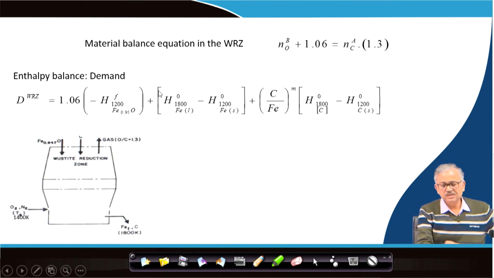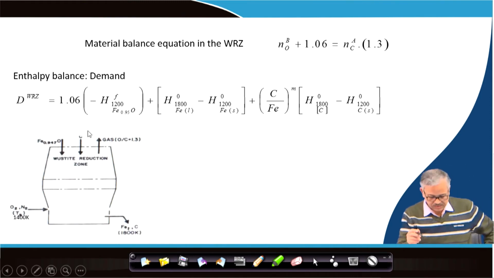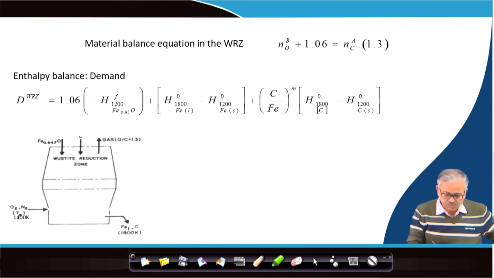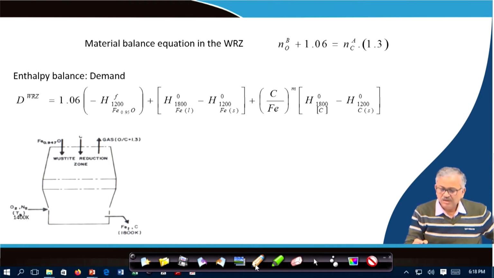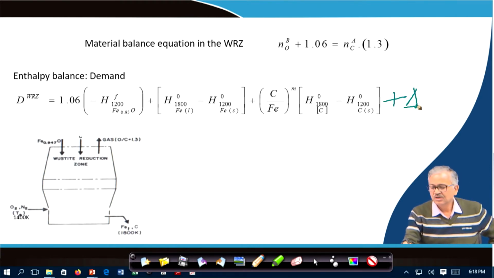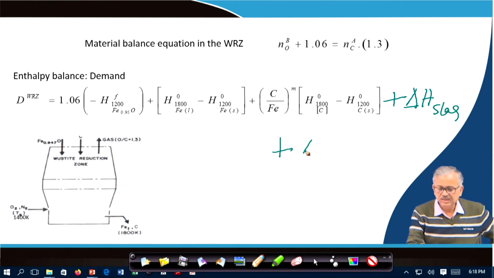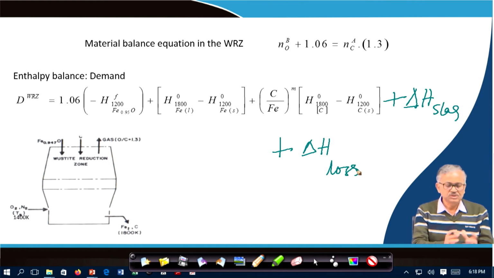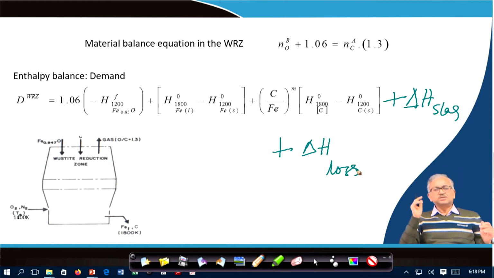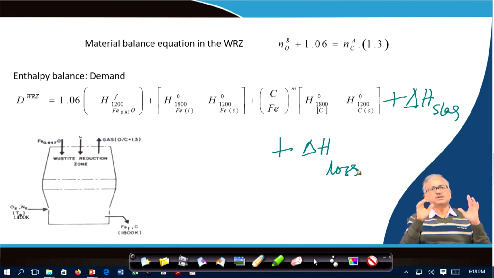So, this is basically the demand term, and you have another two terms: plus delta H of the slag because of slag formation, plus delta H of the loss, because of loss through the furnace, lots of losses are there. So, another two terms will be there. This is the total heat demand.